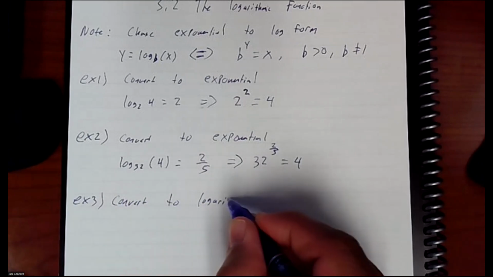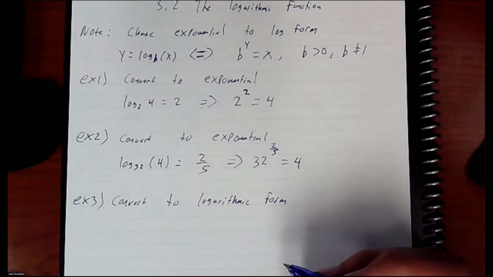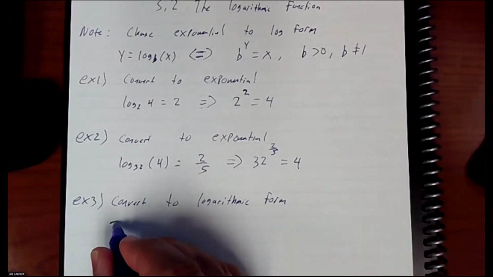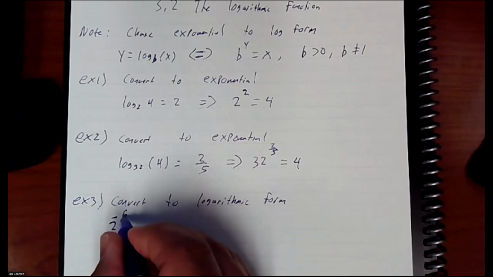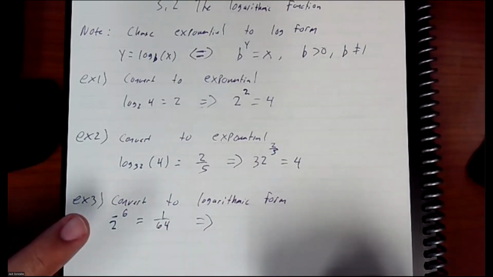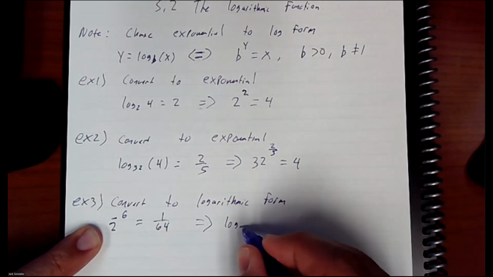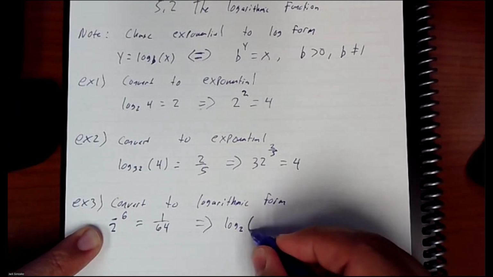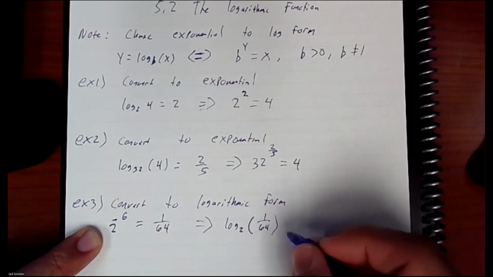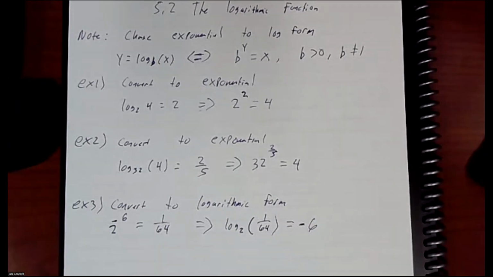So now let's go the other direction. Convert to logarithmic form. 2 to the -6 is equal to 1/64. So that would be, okay, this base would be log base 2 equal to the argument, which will be the power. That's it. So the first few questions will be just like that.